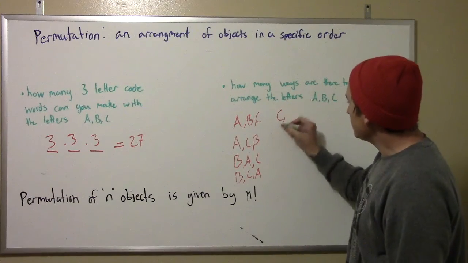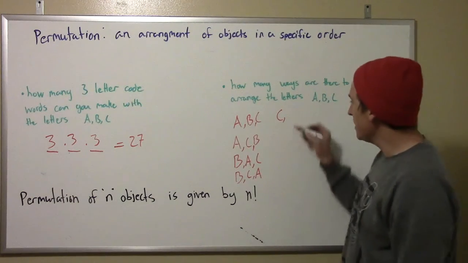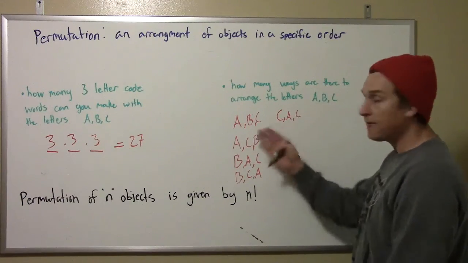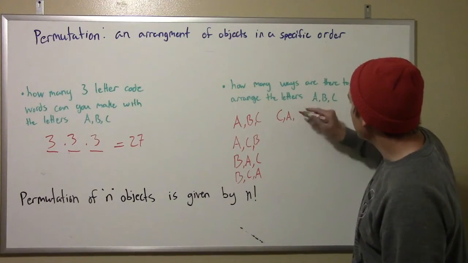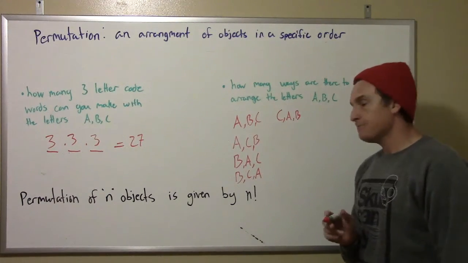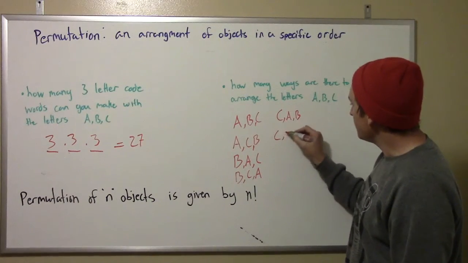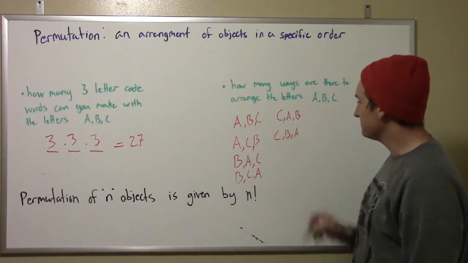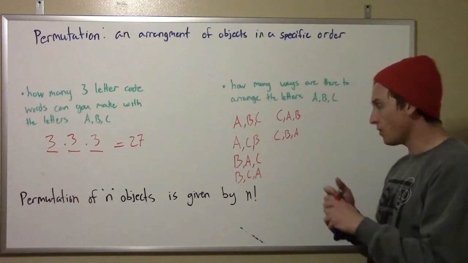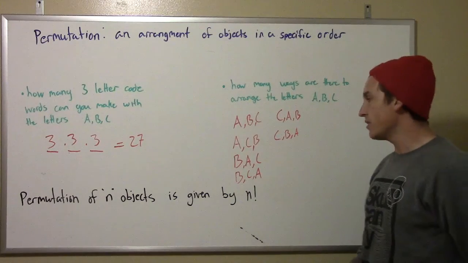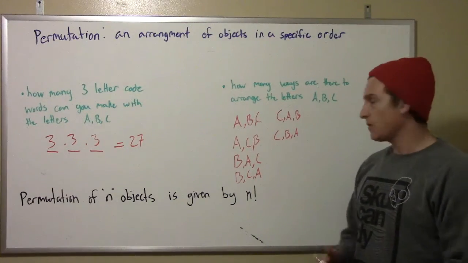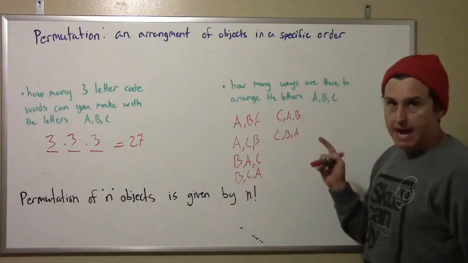Okay, then I can put C in the front. If C's in the front, then I can do it in order after that. So C and then A, B. Or I can do C in the front and then do B second and then A third. And that's all of them. That's all the different orderings, kind of systematically going through. There's 6 of them, okay? So there's 6 different ways for this to happen.